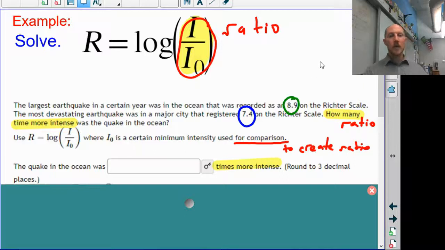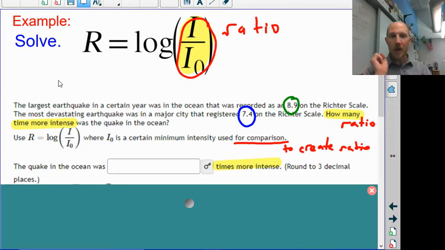Okay, moving on, we got some Richter scale problems. The equation for the Richter scale looks like this. You can see it in the problem down here. So before we read the problem, the Richter scale equation involves this ratio, which I've highlighted there.